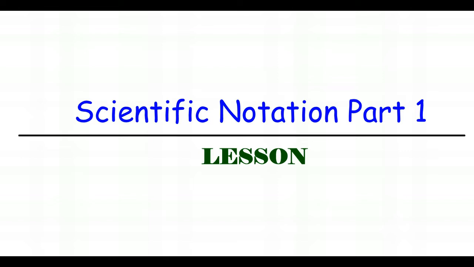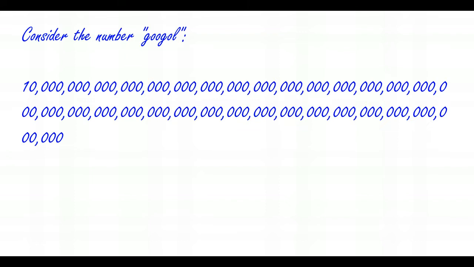So first, I want you to think about some really, really, really big numbers. In particular, I'm going to think about a big number that has kind of a fun name and is one of the more famous big numbers, and that's called a googol. Now, a googol is 1 followed by 100 zeros.